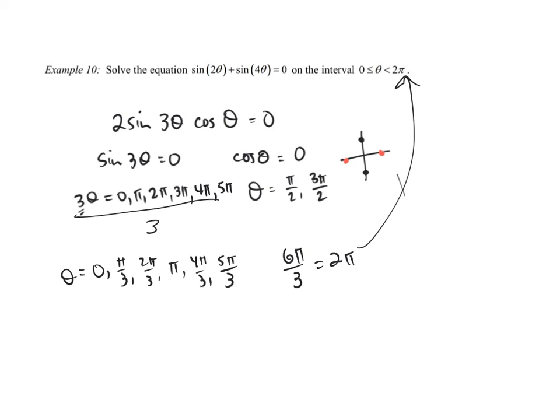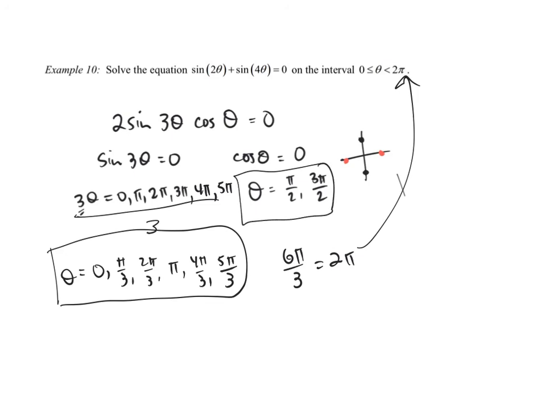And notice that all of those answers are between 0 and 2 pi. So I have this set of answers right here to go along with this set of answers right here for a total of 7 answers to this equation on the interval from 0 to 2 pi.